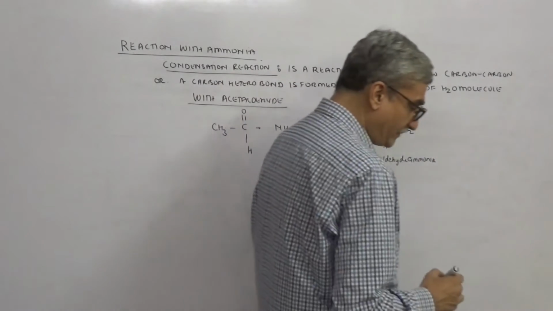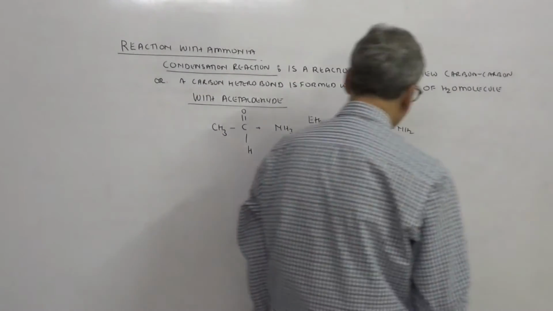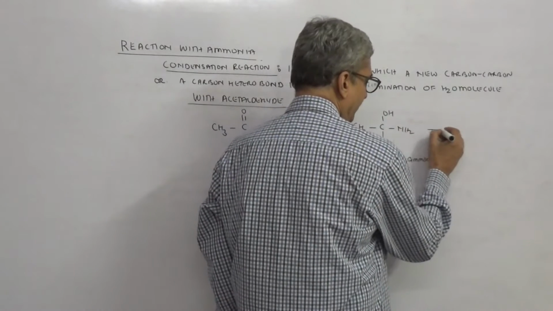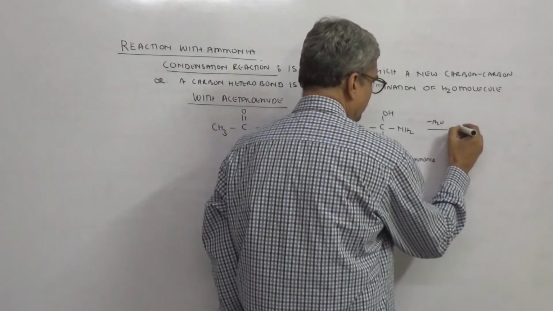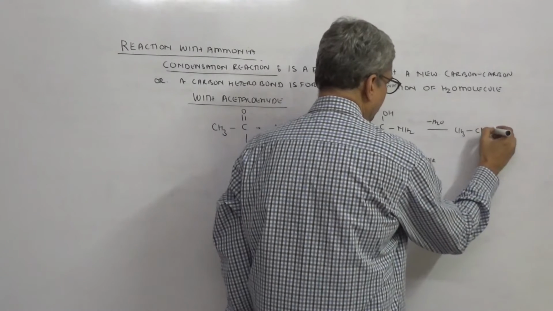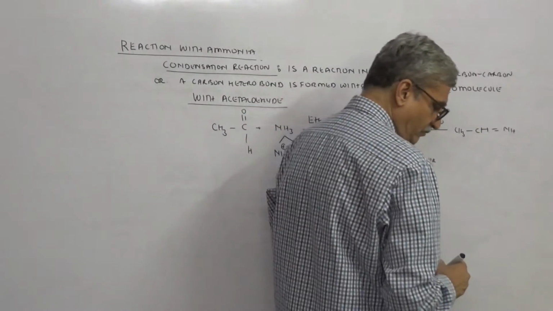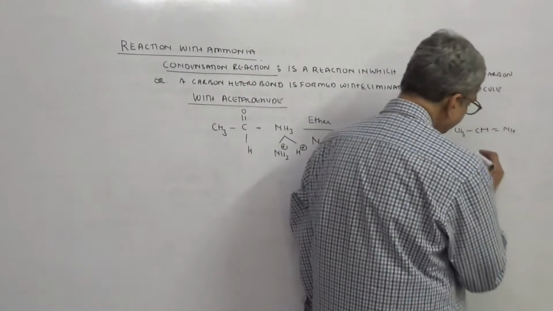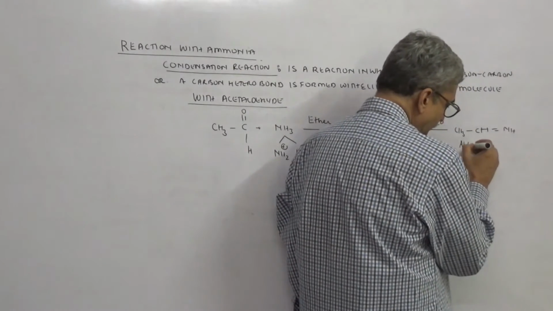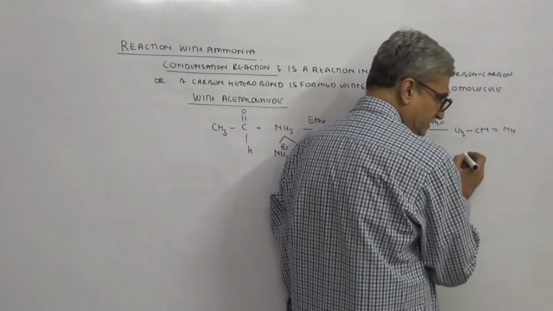And what does this happen to this? This undergoes, see, this H and OH minus H2O. So it will form CH3C CH double bond NH. So this is what? Aldimine. This is aldimine. Okay, एक मिनट बड़ा से लिखता हूँ.